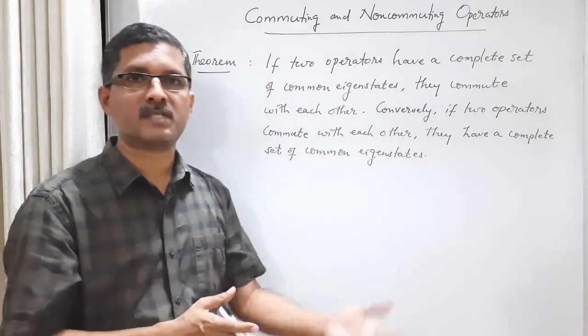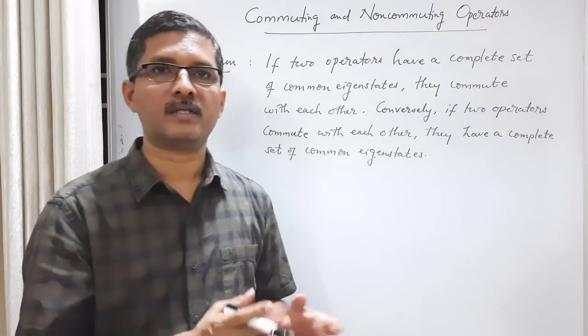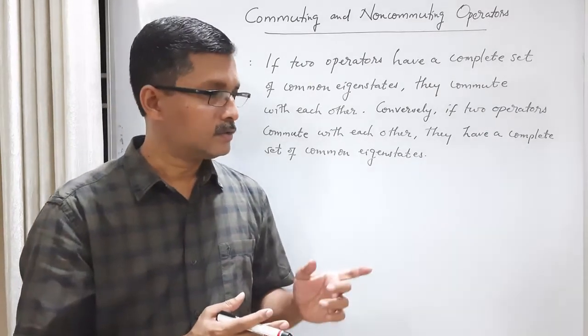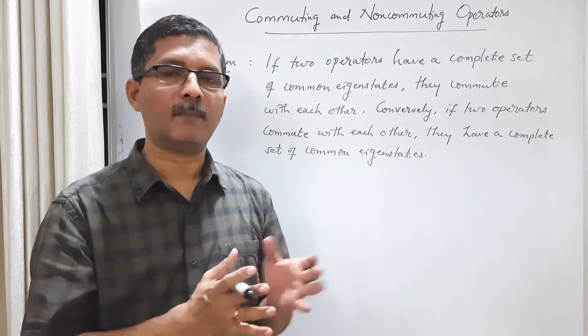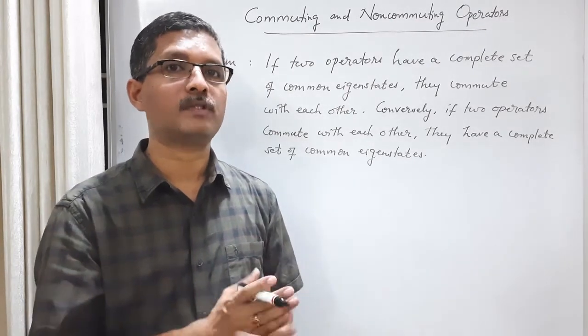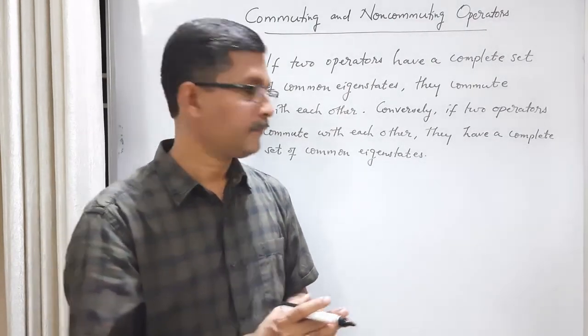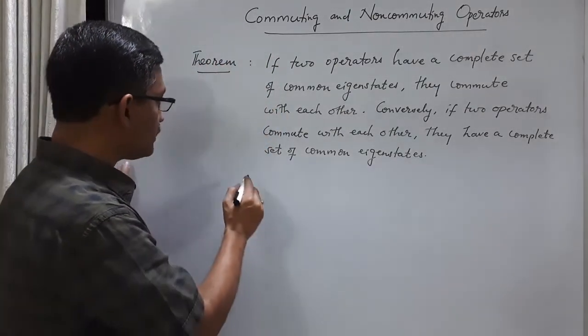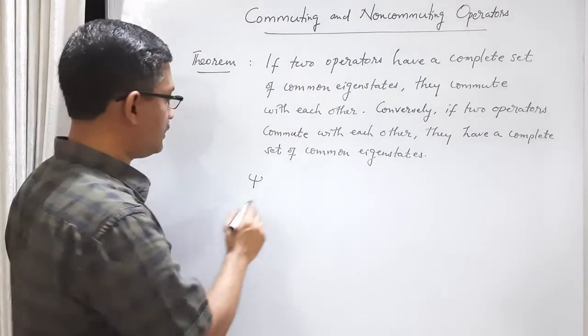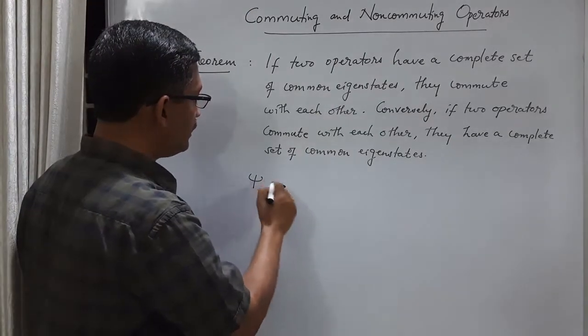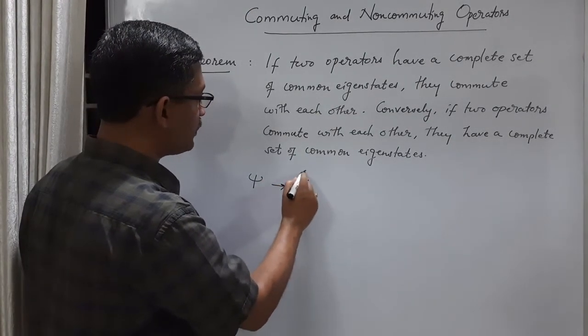We were discussing the example of stationary states of the hydrogen atom. The stationary states of the hydrogen atom form a complete set of eigenstates for the Hamiltonian operator. Each stationary state of the hydrogen atom is an eigenstate of the Hamiltonian operator.